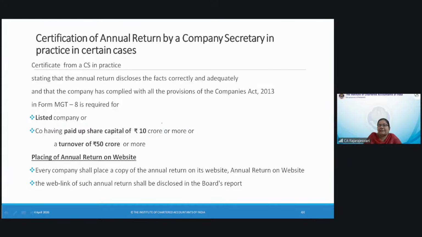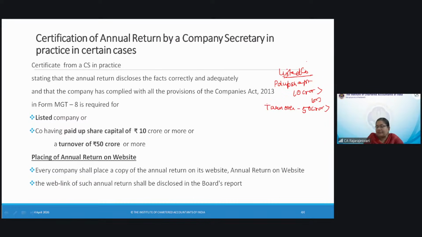Then, in case the company is a listed company, or if the paid up share capital is 10 crores or more, or the turnover, that is the sales turnover, the revenue earned, is 50 crores or more, then it should also be certified. You have to get a certificate from a company secretary in practice.